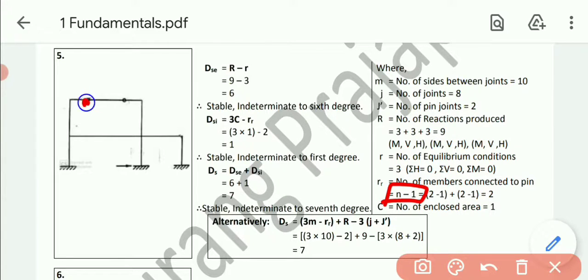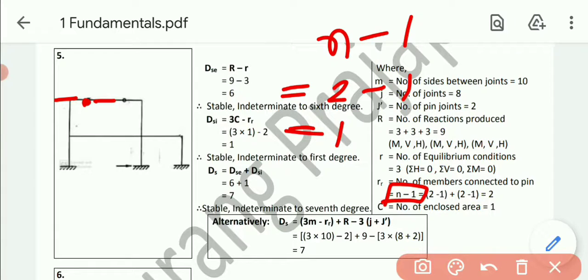Say, first of all, this pin is there, then two members are connected to it, 1 and 2, like that. So two members are there, so the formula stands for n minus 1. The number of sides connected is 2, so 2 minus 1, answer comes 1.